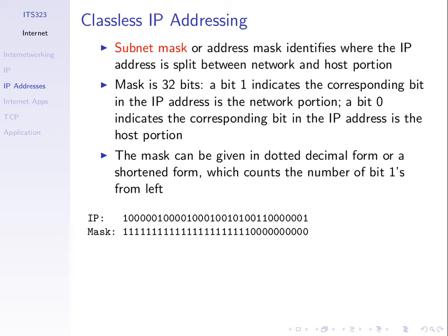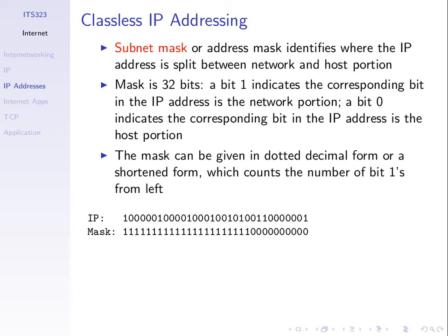And the way that a subnet mask is used, it's another 32-bit value. So a 32-bit value where when we have a bit 1, it means the corresponding bit in the IP address is in the network portion, and when we have a bit 0, the corresponding bit in the IP address is in the host portion. Let's use this example to illustrate that, and then we'll explain why we do it.